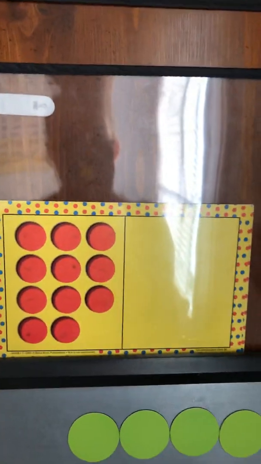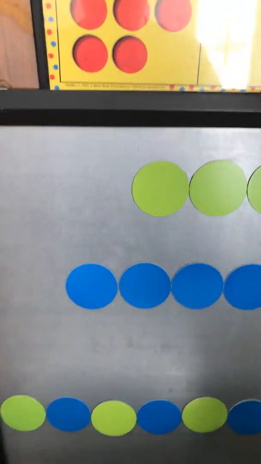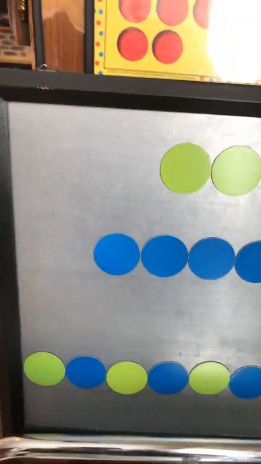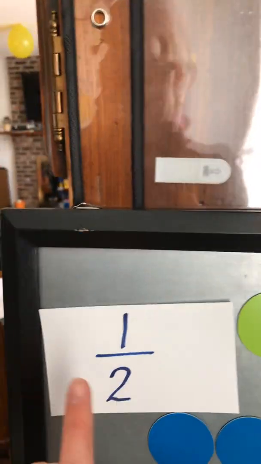All right, good job. Let's take a look down here. I have set up some groups of numbers, and we're going to work on fractions. Let's start with this group right here, these green. I'll take the dot cards out so they're not distracting. Now, I want to make this fraction. How do we read this fraction?